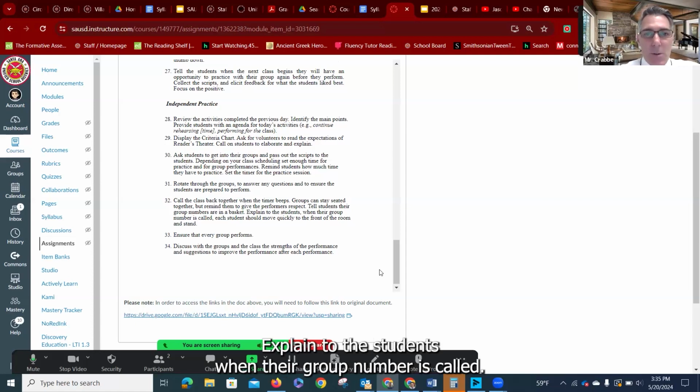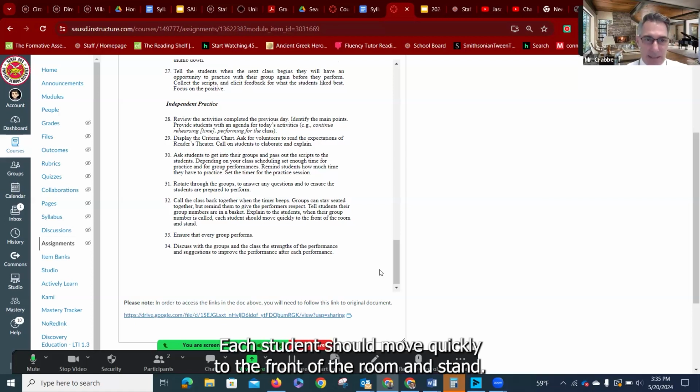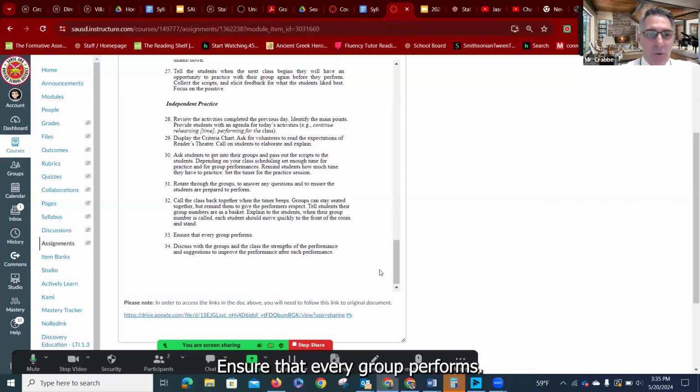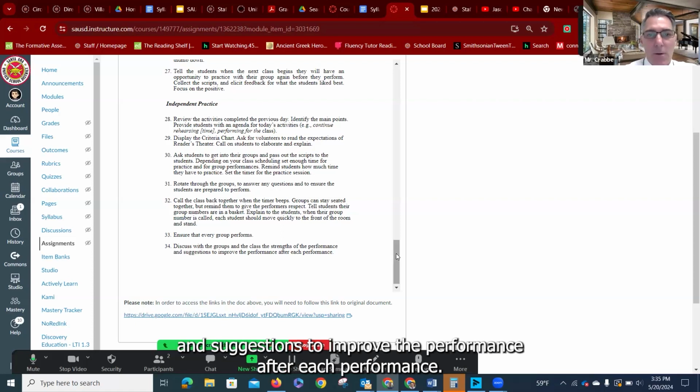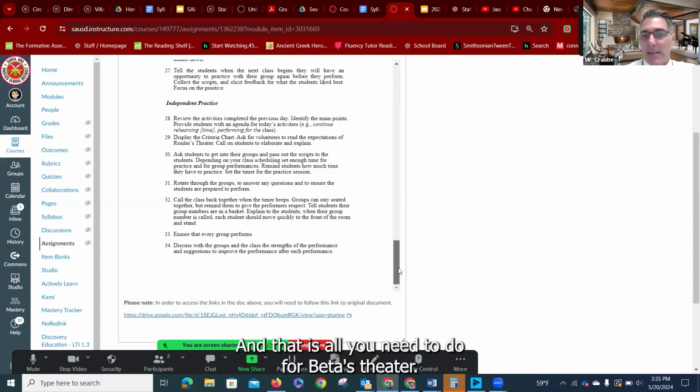Explain to the students that when their group number is called, each student should move quickly to the front of the room and stand. Ensure that every group performs. Discuss with the groups and the class the strengths of the performance and suggestions to improve the performance after each performance. And that is all you need to do for Reader's Theater.